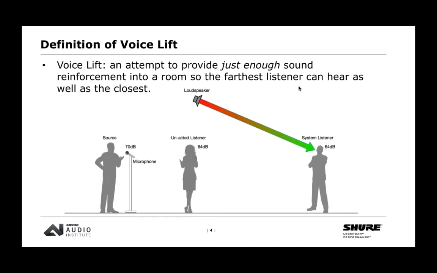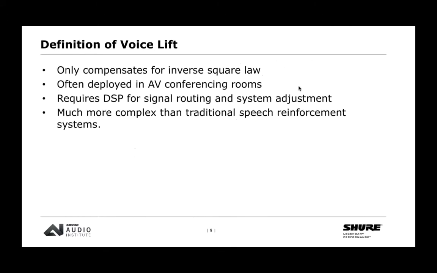So again, for any unaided listener, for any talker who can be heard just fine unamplified, you want the person at the far end of the room to be able to hear just as well. That's your goal with a voice lift system. So what you're doing here really is compensating for the inverse square law. And when I turn it over to Troy for the math part in a little bit, you'll hear more about what that actually means.